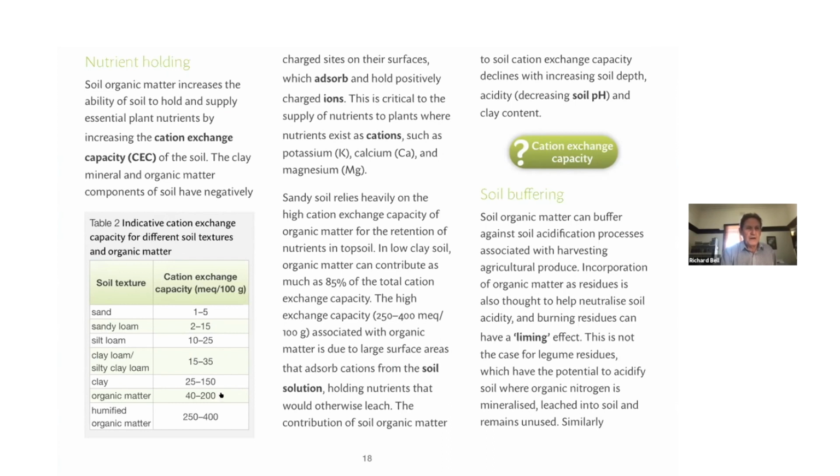But per unit weight, organic matter and humified organic matter have extremely high cation exchange. And that's related to their surface area and also the chemical compounds or molecules that are present on the surface of the organic matter that help it to hold on to cations.